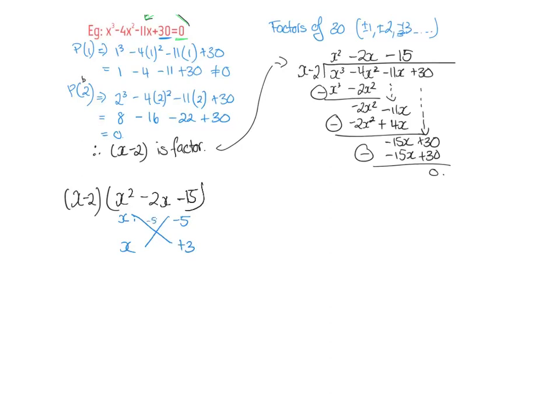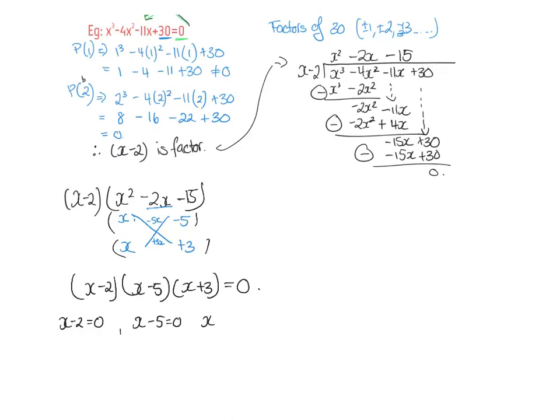That would give me negative 5x and positive 3x, and they add to give that one. So we now have the factors being x minus 2, x minus 5, and x plus 3, all equaling 0. Because we're solving it, we can say x minus 2 equals 0, x minus 5 equals 0, or x plus 3 equals 0. So we've got x equals 2, x equals 5, or x equals negative 3.